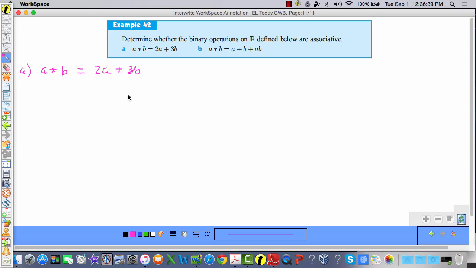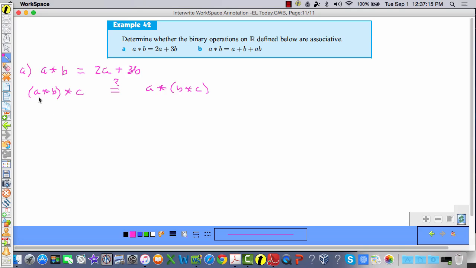So to check for associativity, I have to check A star B star some other number or variable C, and I have to say, is that equivalent to A star B star C? And again, these A's and B's are not these. It might have been better with X and Y here, but this A does not equal this A. This is just a placeholder, meaning whatever's here, I replace here. Whatever's here, I replace here. So let's try this out.